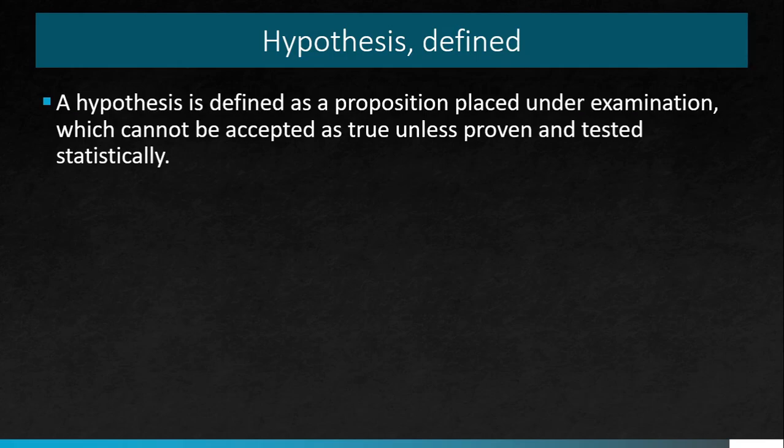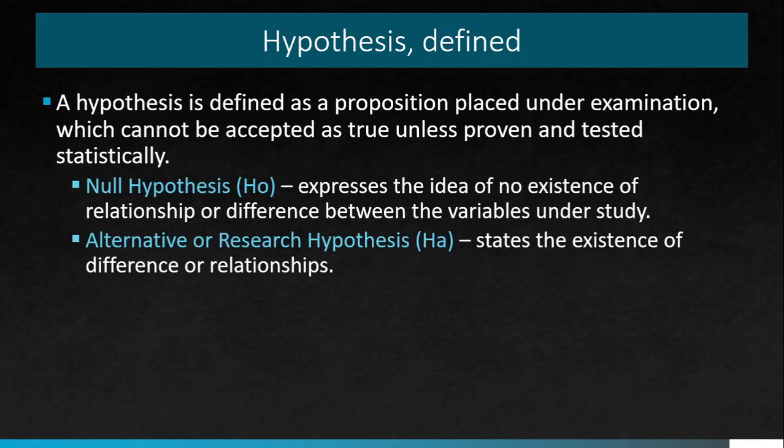And when you speak of hypothesis, we have two classifications. So you have your null and your alternative hypothesis or your research hypothesis. When you speak of null hypothesis, it's a type of hypothesis that expresses objectivity or neutrality. Okay, so to simply put, it expresses the idea of no existence of relationship or difference between the variables that you are studying.